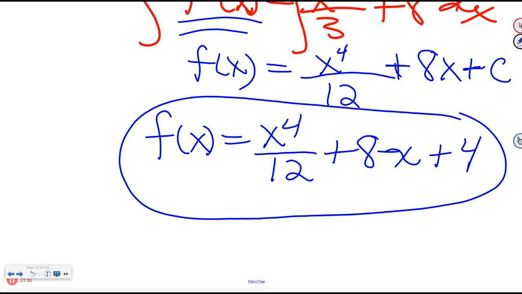What else is true about this function? I know its second derivative. Give me something else I know about it. It sails through the point what? 0, 4. Yes, awesome. So let's go to the next page.